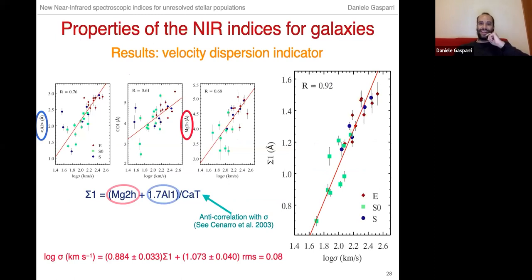The first indicator I found in the near infrared is a velocity dispersion indicator, which is called sigma 1. You can see on the right, this sigma 1, which is a combination of magnesium, aluminum, and calcium lines, shows a very high correlation with the central velocity dispersion. This is basically a mass indicator, like the Mg2 index used in the optical part. So by measuring this index, we can retrieve the central velocity dispersion of the galaxy. And since we know that there is a connection between the central velocity dispersion and the mass of the galaxy, we can also have a rough estimation of the mass.